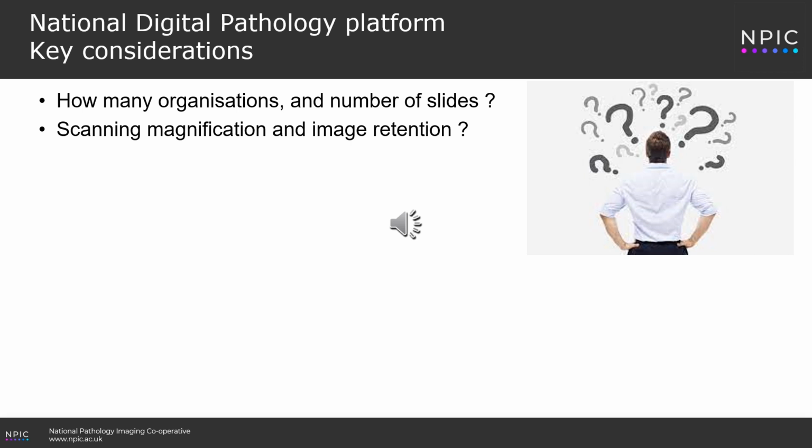Scanning magnification and image retention. I often see various options on this, 20x or 40x, and what is the percentage split? Usually to help reduce the cost of storage, but the percentage split is typically always leaning more towards 40x than 20x. We have agreed to scan all work at 40x.